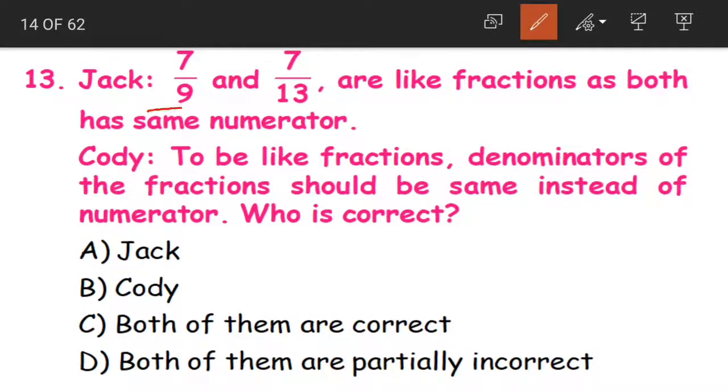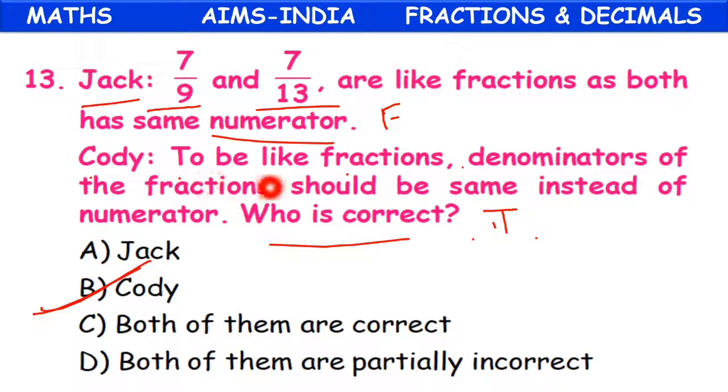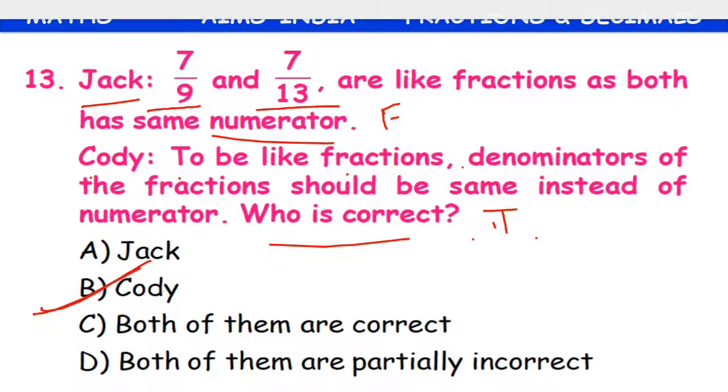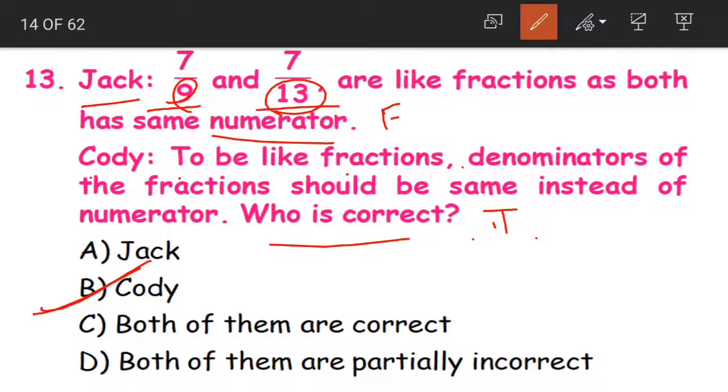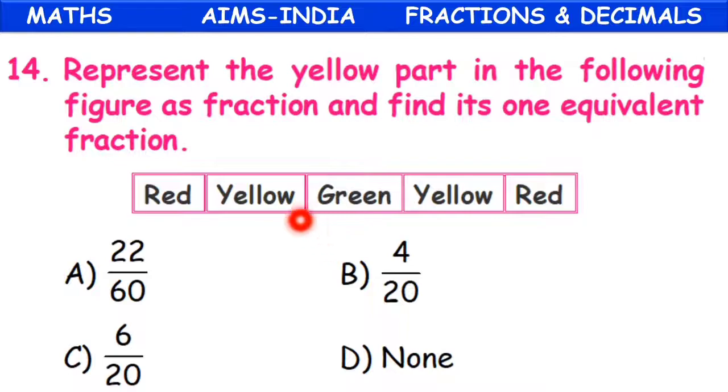Jack is saying that 7 by 9 and 7 by 13 are like fractions as both have the same numerator. And Cody says to be like fractions, denominators of the fractions should be the same instead of the numerator. Now who is correct? Jack is wrong. Cody is correct. Option B. Why? Because to be like fractions, the denominator should be the same. Here the denominators are different, so they are not like fractions. Cody is correct and Jack is incorrect.